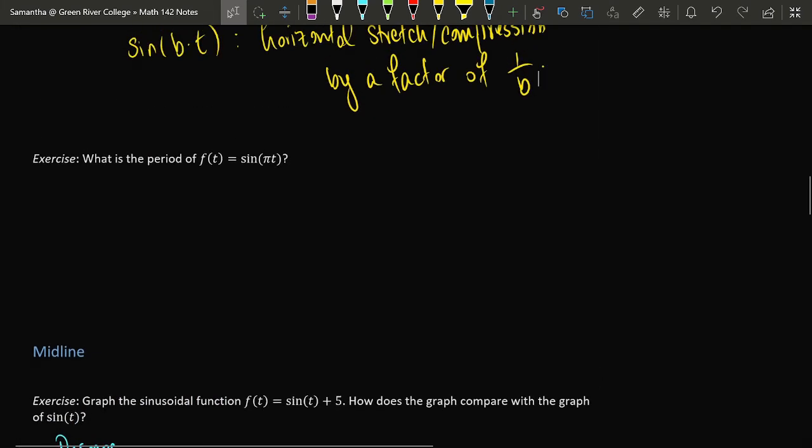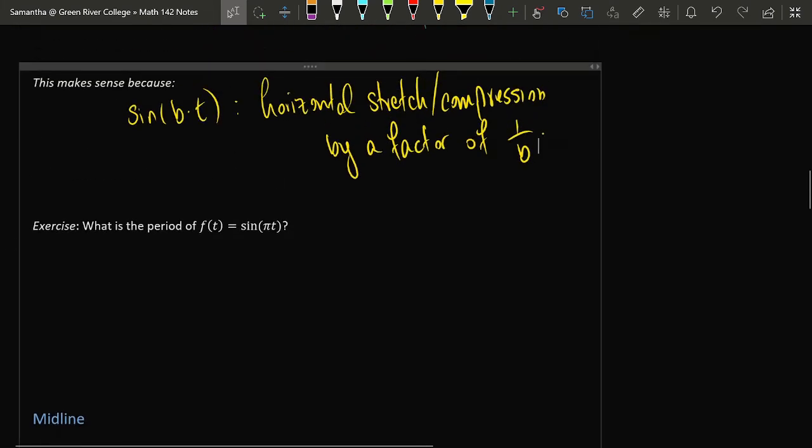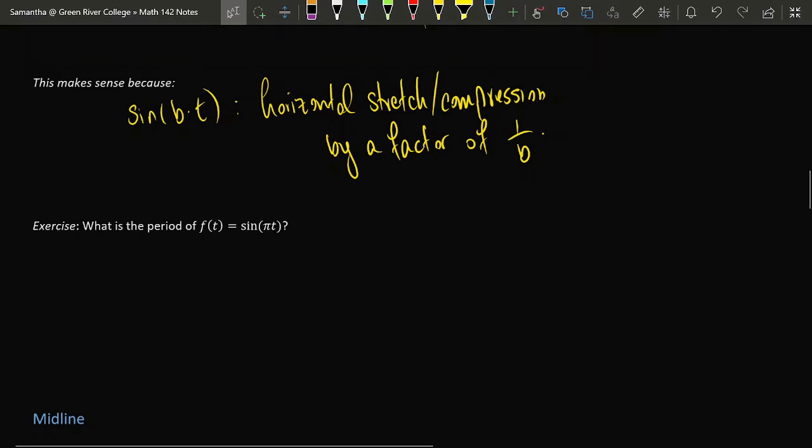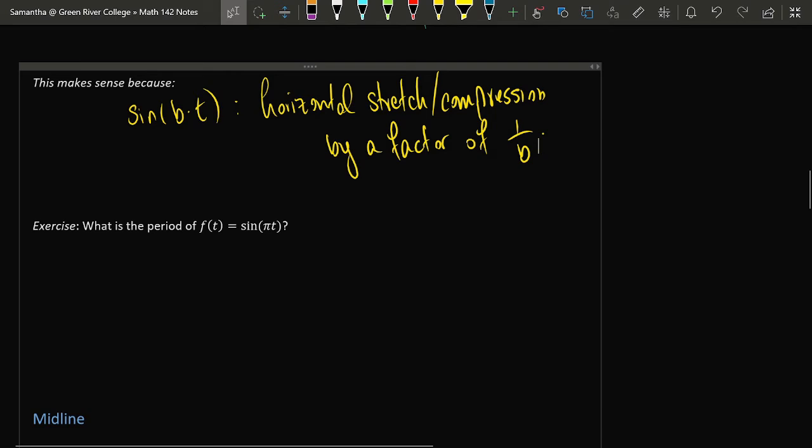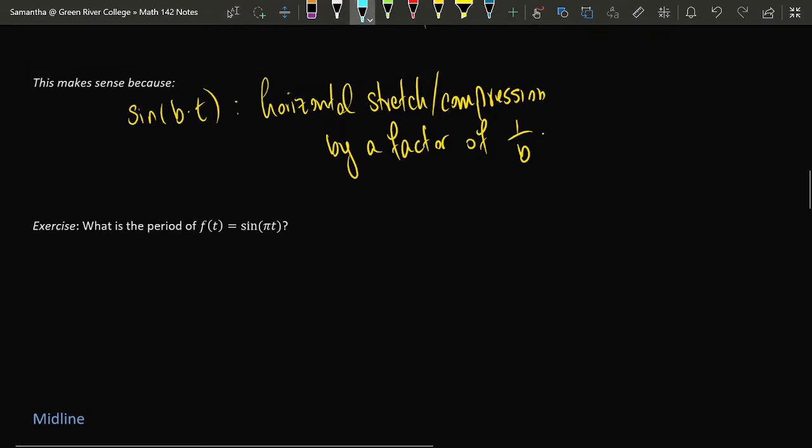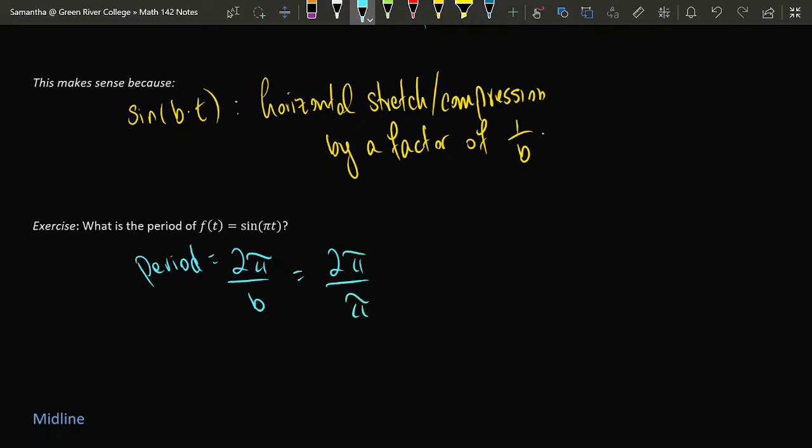As an exercise, someone says, let me look at the sinusoidal function sine of pi multiplied by t. If b is pi, what's the period? So the relationship between the period and b is that the period is equal to 2 pi divided by the b value, which in this particular problem is given as pi. So this particular wave would repeat every 2 units.